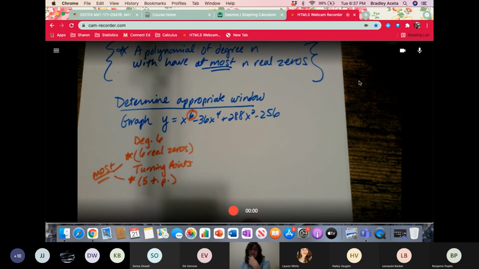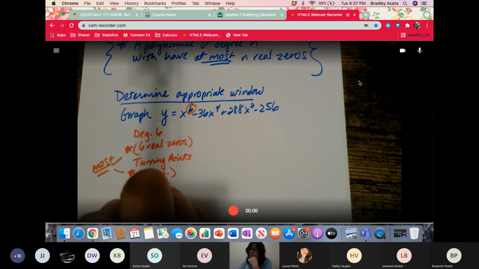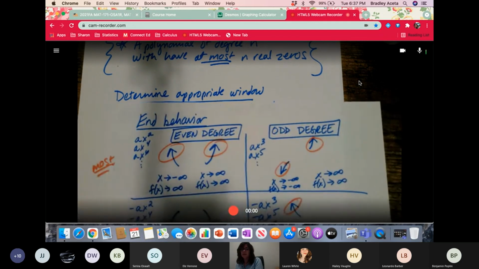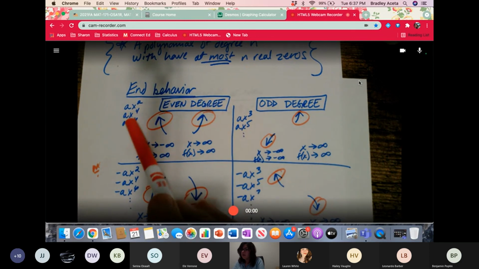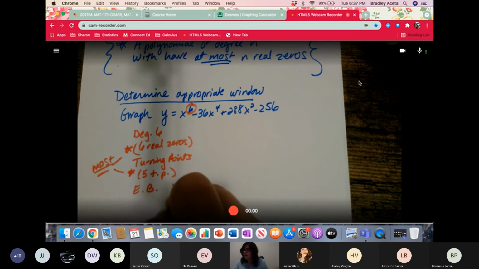Okay? And one more thing I can get from this picture is the end behavior. I'm going to call it EB. So a degree 6 polynomial follows the degree that's even, like a squared. If I go back to my little picture that we did before, even degree, ax to the 6th, ax to the 4th, whatever, it will go up, up. It's going to start up, it's going to end up. So my end behavior is going to go up, up.